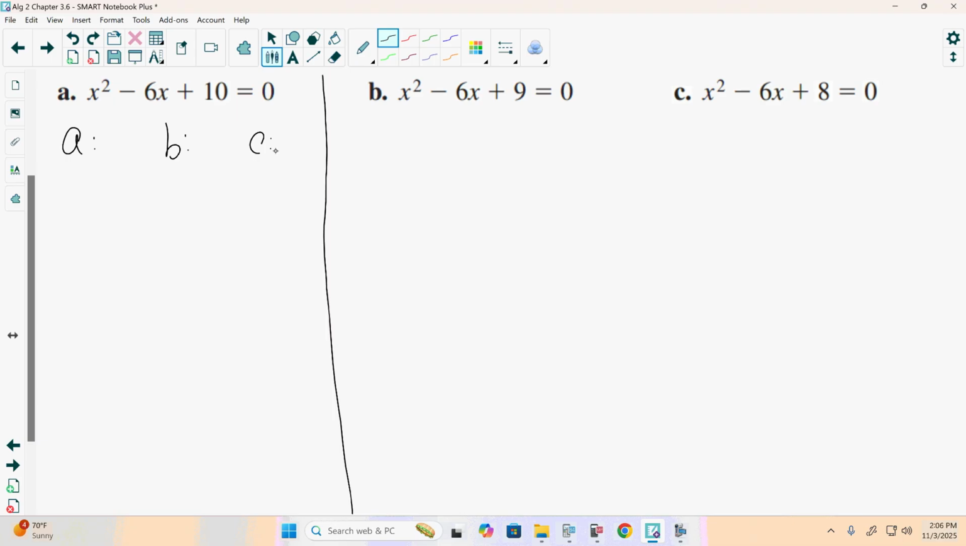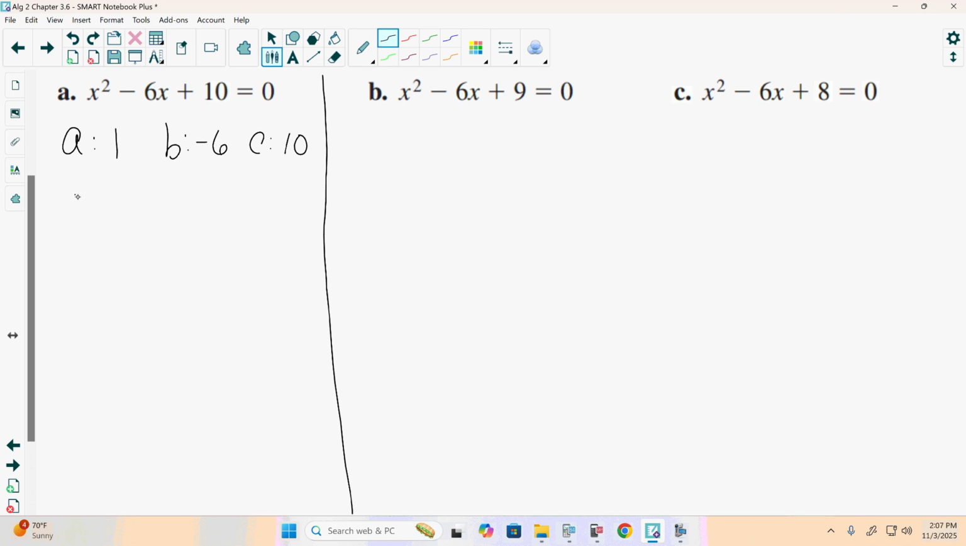All right guys, doing this just like we did with solving, we need to get the equation first equal to 0. Then we need to find the values of a, b, c. Well, x squared minus 6x plus 10 is indeed equal to 0. A is 1, b is negative 6, and c is 10.